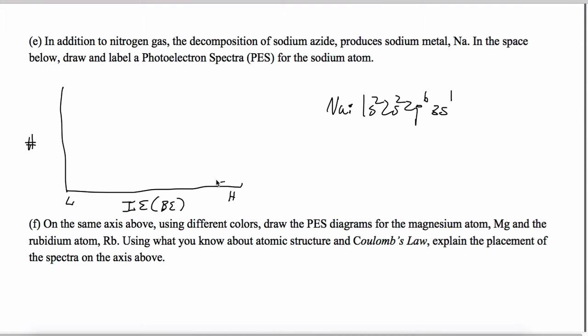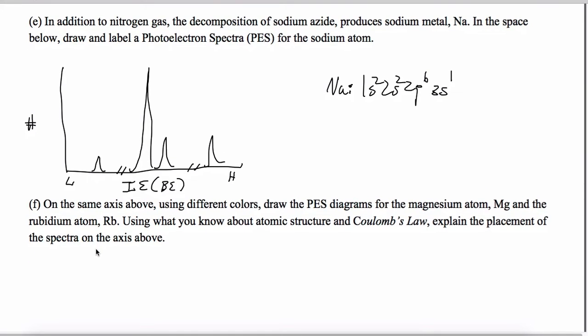So my 1s2 peak is close to the nucleus, so it's going to be on the higher side. I'm going to leave a space as we jump to the second energy level, same height. Then we're going to have one that is 3 times as tall, and then we're going to jump to the third shell and have that 3s1 that is lower. On the same axis, using different colors, draw the photoelectron spectra for the magnesium atom.